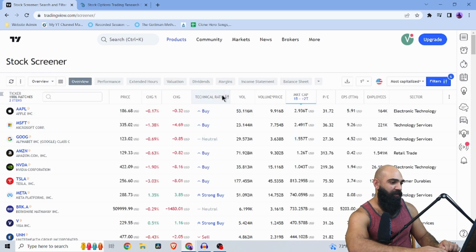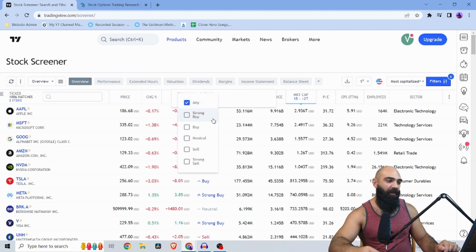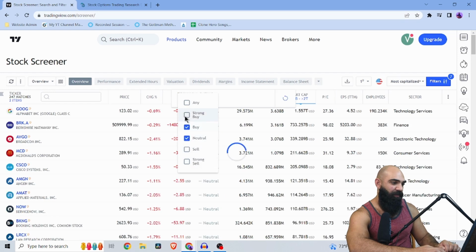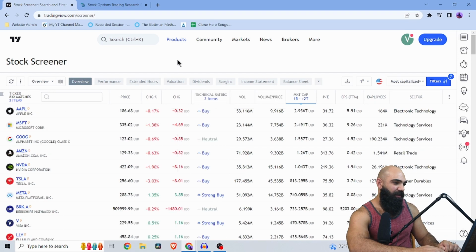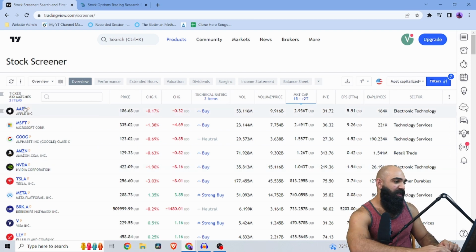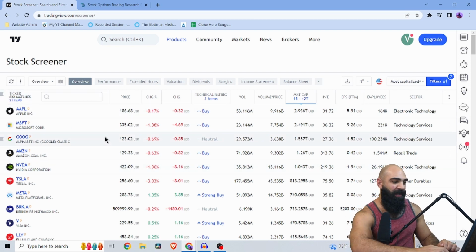But in our technical ratings, if we're wheeling, we want to be doing something that's a neutral or up, right? So I don't want to sell or a strong sell if I'm really trying to wheel. So I'm going to select neutral, buy, and strong buy. And that way, that's going to filter out some of these. So you can see I have 832 matches now that I can scroll through.